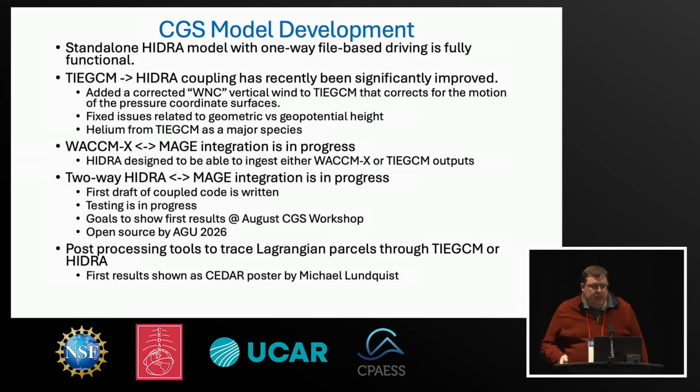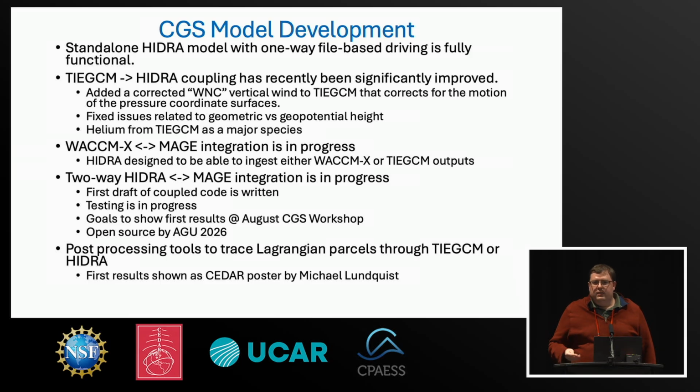So going forward, the CGS model team is very actively involved in rapid model development. We're going to have a workshop this August where we're going to talk more about this. The TIE-GCM Hydra coupling that I'm showing you has been improved in a lot of ways. For those of you who are TIE-GCM users, we recently made a revision to TIE-GCM where you can ask it for a different secondary history variable we're calling WNC.